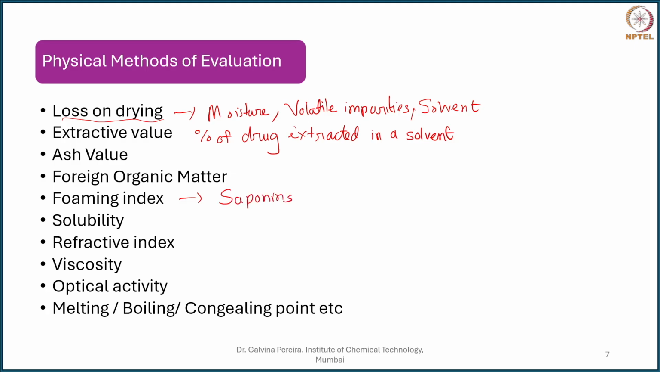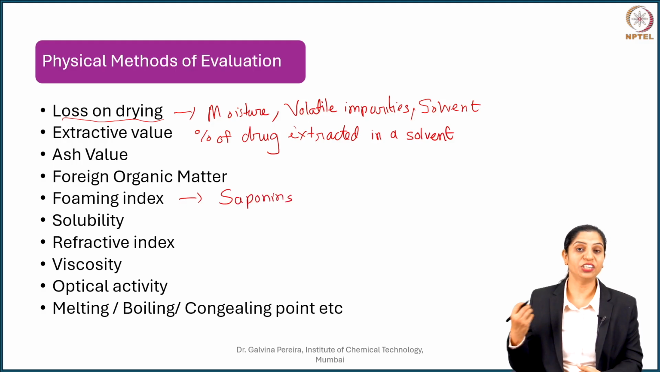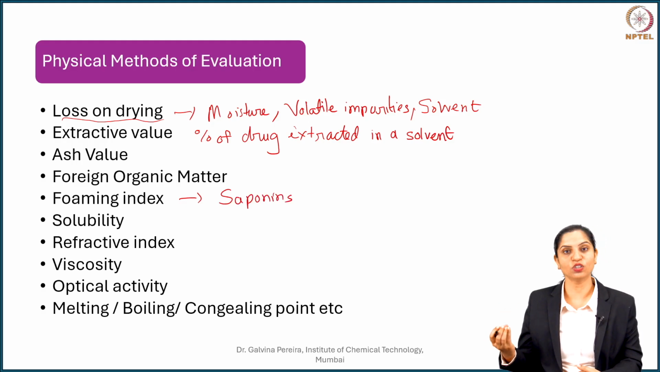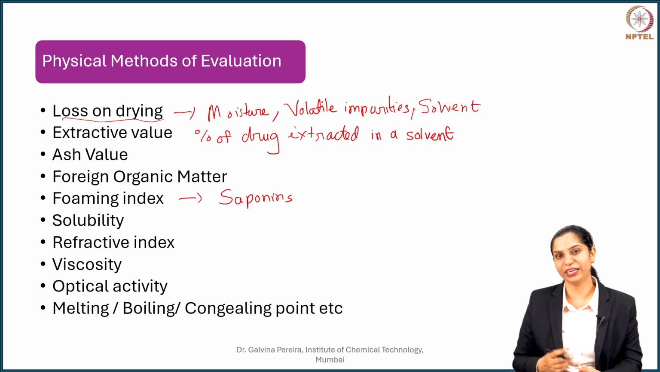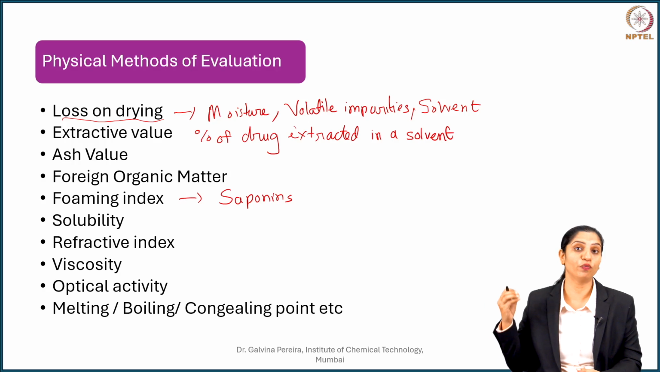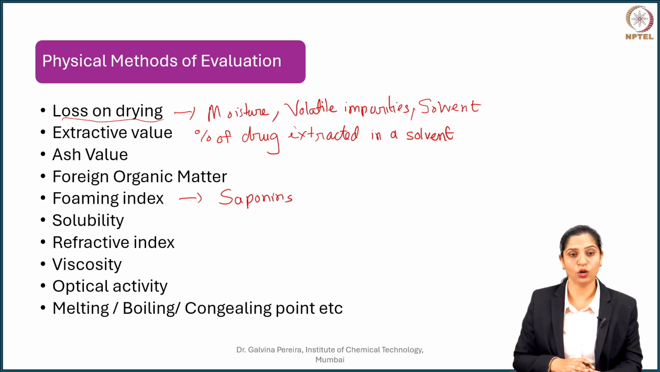So it's the ability to foam. Similarly, you have solubility. So how much drug or how many grams of drug dissolves in 100 ml of solvent. Then you have refractive index. Refractive index is a very good quality control parameter, especially for volatile oils, which have refractive values higher than 1.45. So if the value falls below that, you can think of it as adulterated with paraffin or other low quality mineral oils. You have viscosity.